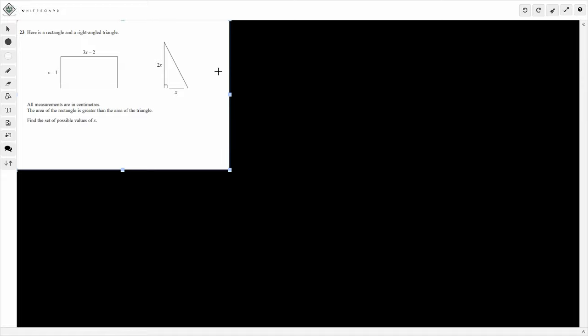So let's start with the basics. The area of the rectangle is going to be 3x minus 2 times x minus 1. And we know that this is greater than the area of the triangle. So 3x minus 2 times x minus 1 is greater than the area of the triangle, so 2x times x divided by 2. So that's going to be x squared, because that would be 2x squared divided by 2, which gives us x squared. So we need to expand this left-hand side and then solve the inequality here.